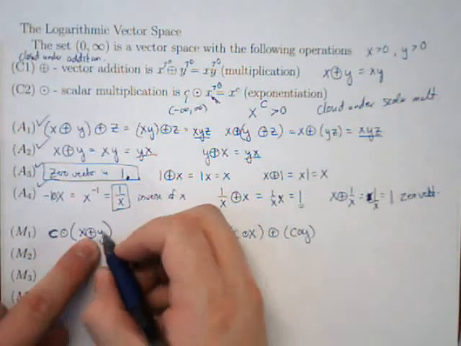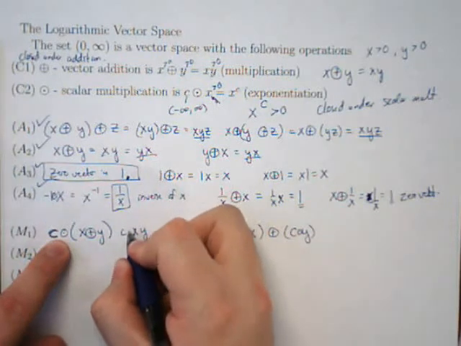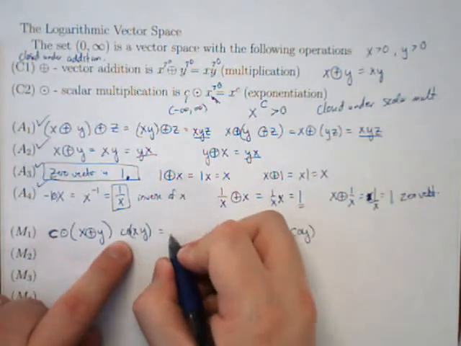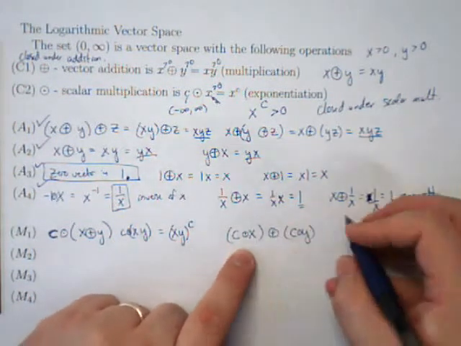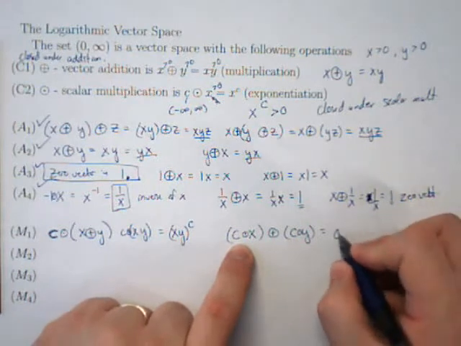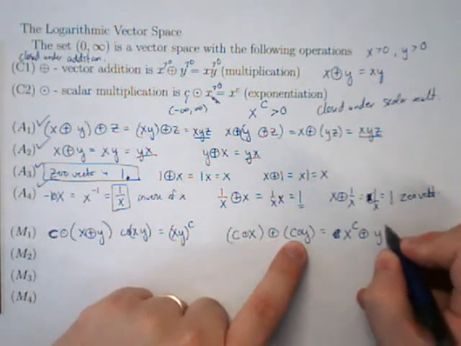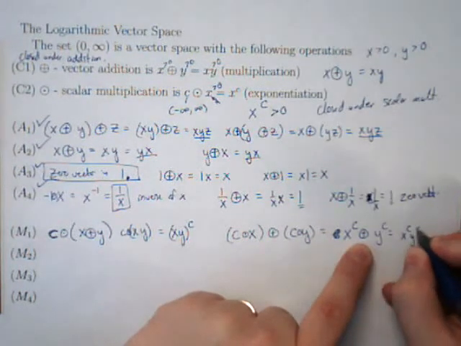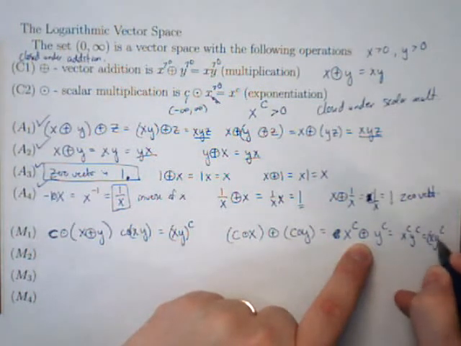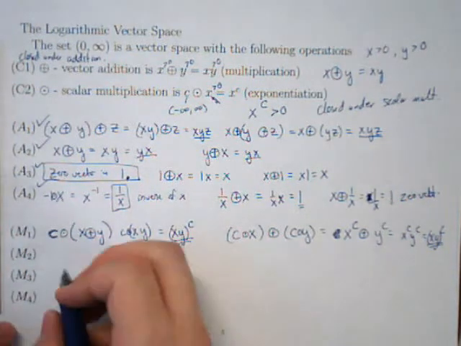Well, let's just check both. Here, if I add first, which means multiply, then that's xy. And then I'm supposed to multiply by c. C means exponentiate, so that's xy to the c. We now come over here. C means exponentiate, so this is x to the c, and then I'm going to have to add, this one is y to the c. Well, that addition means multiply, so that's x to the c times y to the c, which is xy to the c. That is the same. So we now see that the scalar multiplication distributes across vector addition.